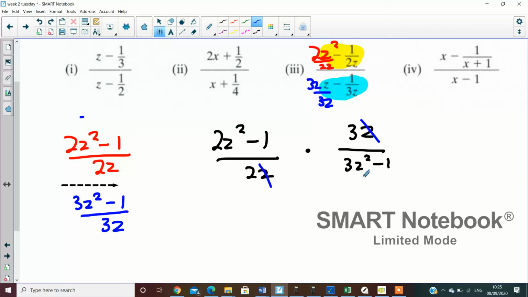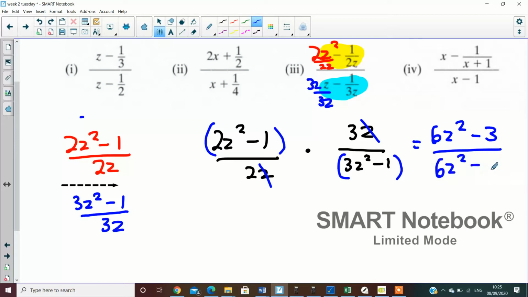Can I cancel the 2z squared minus 1 with the 3z squared minus 1? Has to be exactly the same. I would need a 2z squared minus 1 on the bottom or 3z squared minus 1 on the top to make that work. So what's left then? 3 times 2? 6z squared, take away 3, and then on the bottom 6z squared, take away 2. Am I allowed to do this? Has to be exactly the same. The whole number has to be exactly the same. Otherwise, can't do it.